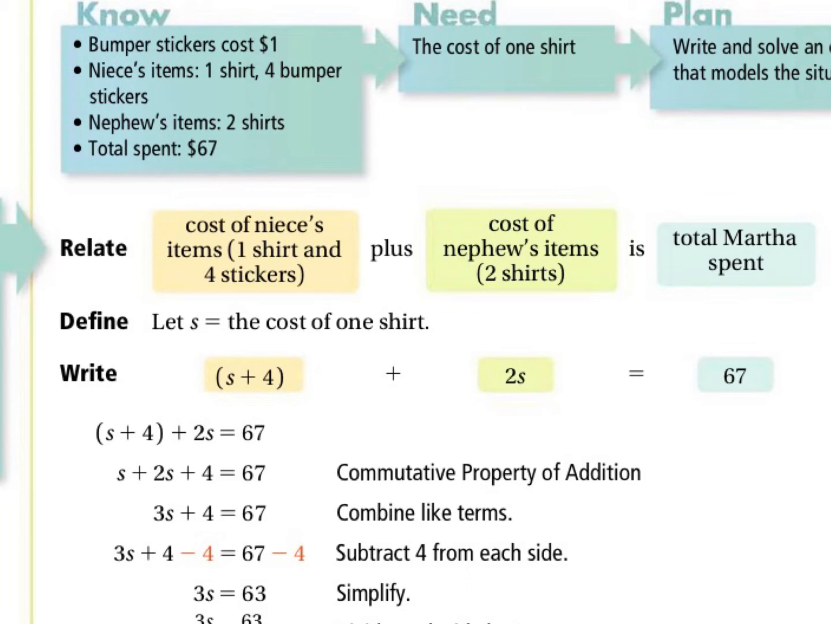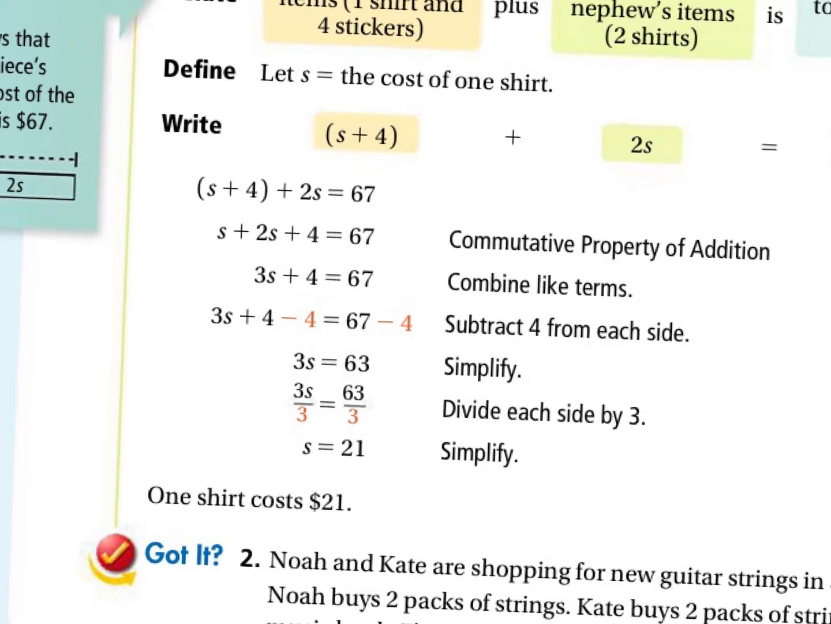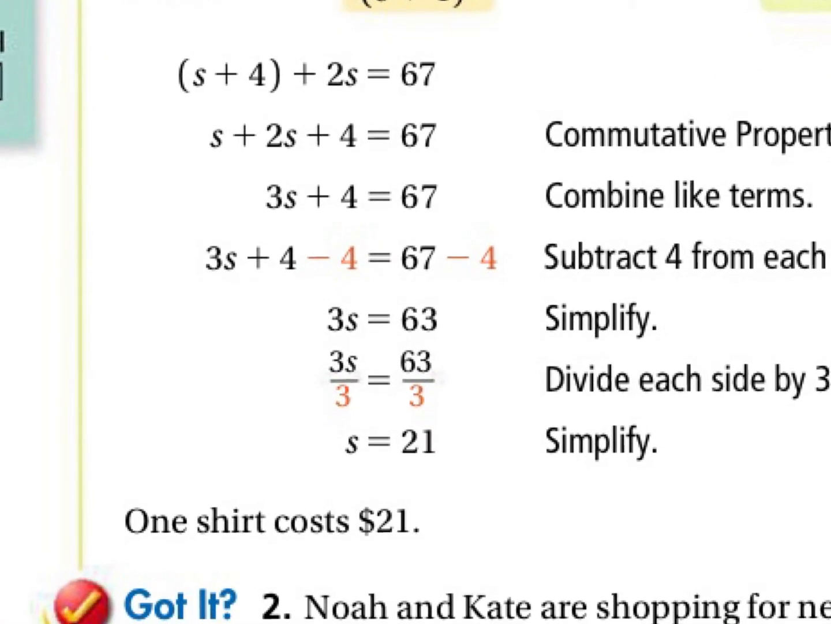Does that make sense? So however you do that, eventually this would be the equation you should come up with, whether you started at that point or not. The parentheses wouldn't have to be there, by the way. That's just separating the niece's things from the nephew's. Anyway, they subtracted 4, divided by 3, and they got $21.